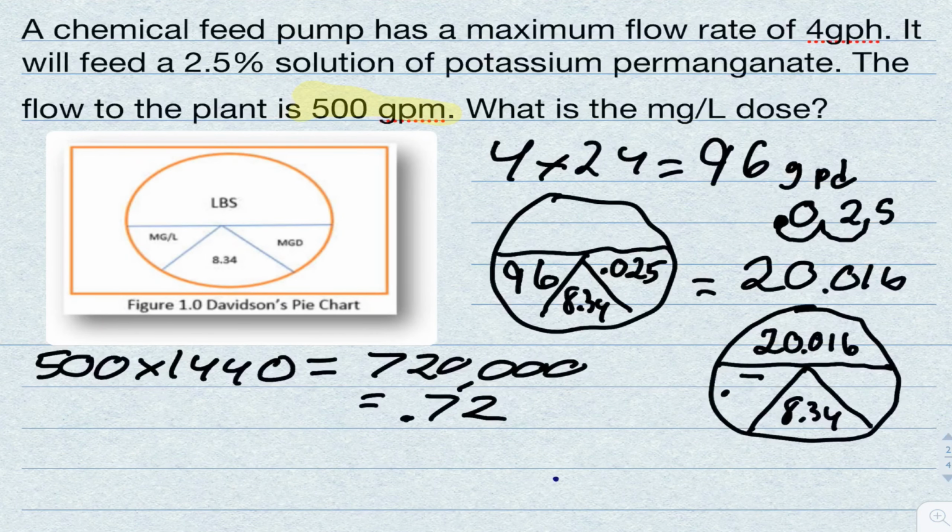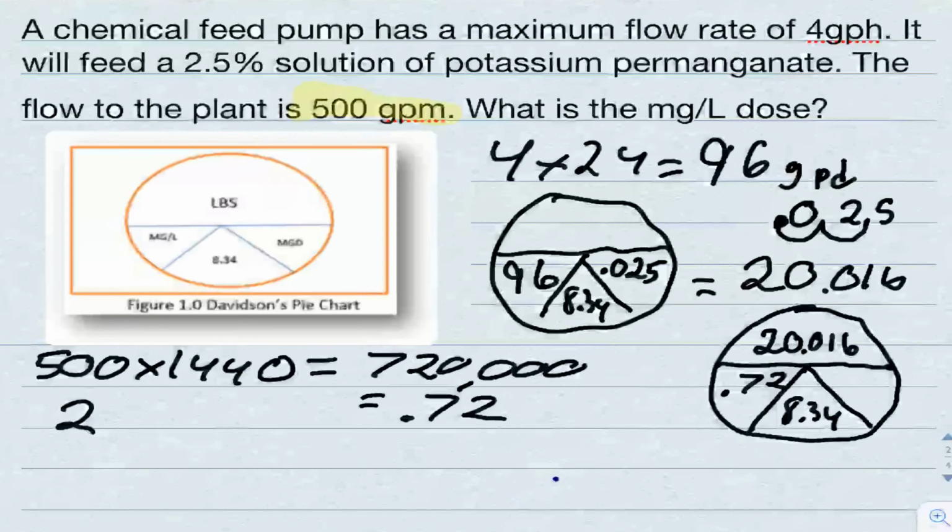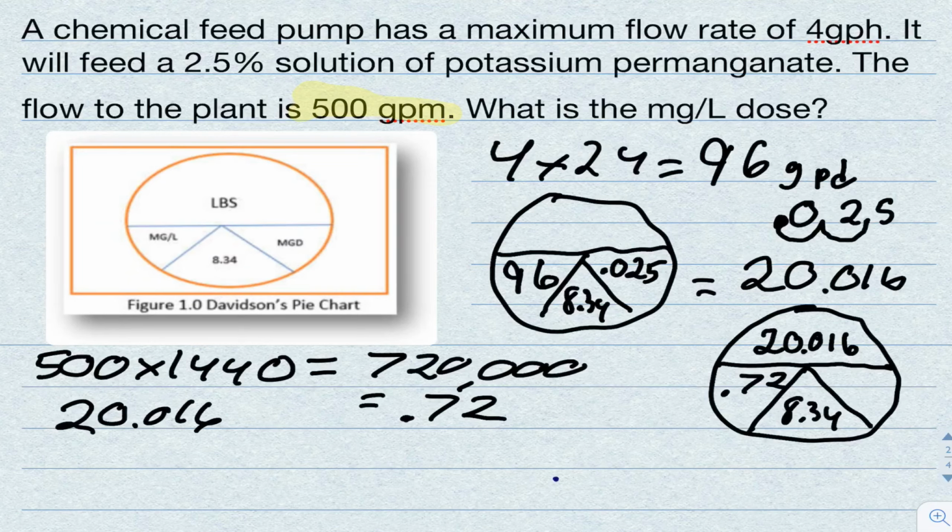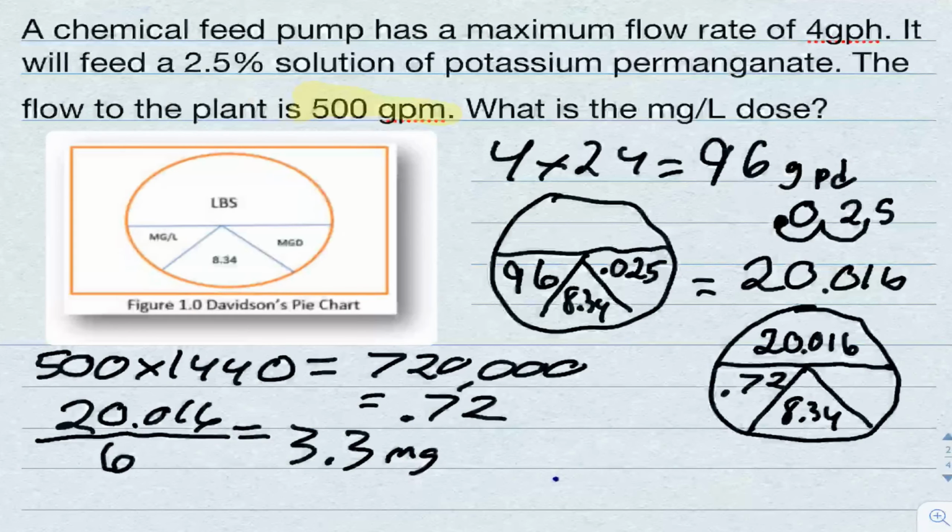Okay, so now we have our MGD. We'll put that in our pie chart. Now, looking at our pie chart, we have it right here. The pounds on top. Over. Now, let's multiply 0.72 times 8.34. And that is going to be 6. Now, when we put 20.016 divided by 6, that's going to come out to 3.3. And that will be our answer. And since we're looking for milligrams per liter, it's going to be milligrams per liter. And that will be the answer.